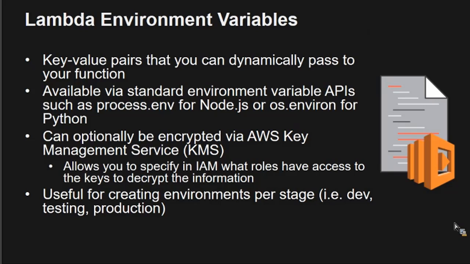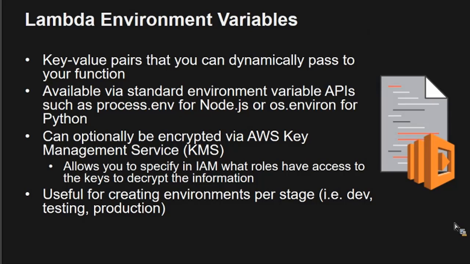So inside of Lambda, we have the concept of environment variables. Much like the name sounds, these are key value pairs of information that you can pass into your function. And this can be useful for all sorts of things. This could be useful for passing in things such as feature flags. It can be useful for passing in information such as database credentials or other API credentials, a number of different reasons that you might want to pass in configuration information to your function.